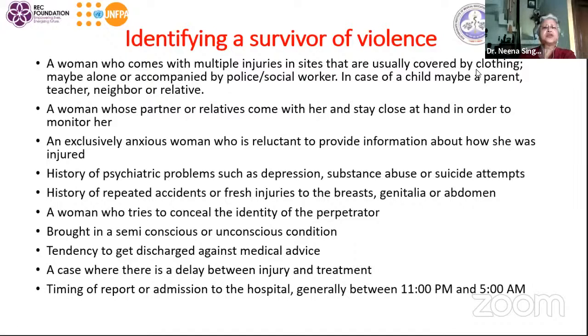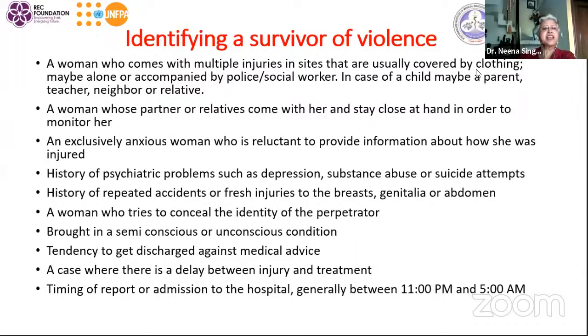Any woman who comes with multiple injuries in sites that are usually covered by clothing, she may come alone or accompanied by police or a social worker. And in case of a child, the child may be accompanied by a parent, teacher, neighbor, or relative. A woman whose partner or relatives come with her and stay close at hand in order to monitor her. You can see whether the relatives are acting suspiciously and they don't want her to tell any history. You can make out from the behavior of the relatives that there is something wrong.